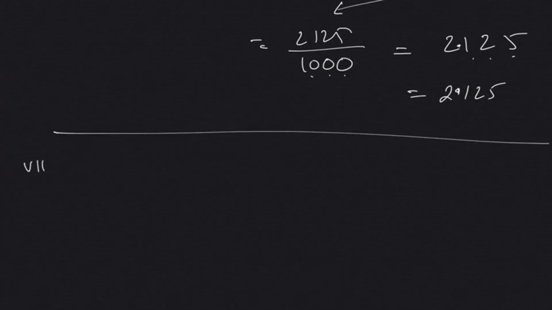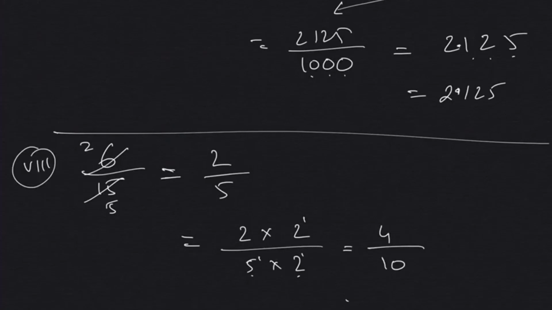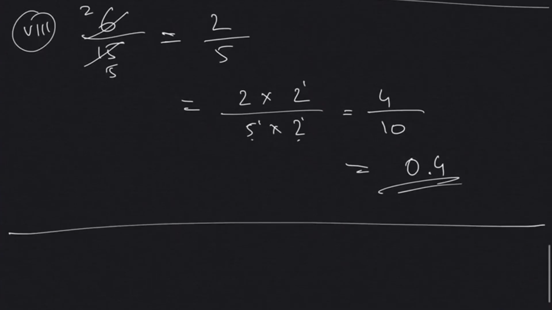You can try one more question, that is number 6 by 15. Are they co-primes? No. 3 twos are 6, 3 fives are 15, so it is 2 by 5. If you multiply by 2 to get 5 twos, 10, the power is 1. So multiplying, 2 twos are 4, 5 twos are 10, so that's quite simple: 4 by 10, which gives the decimal 0.4.